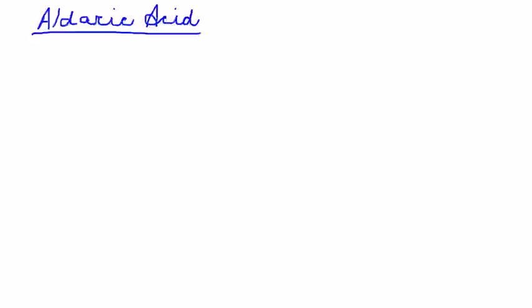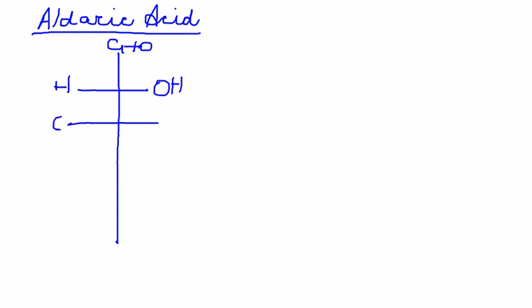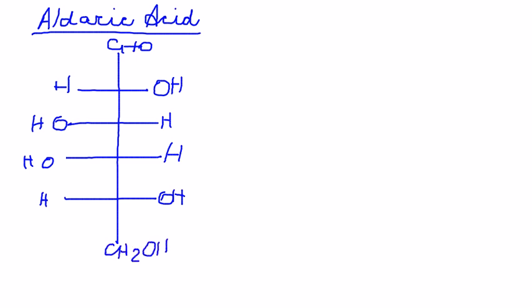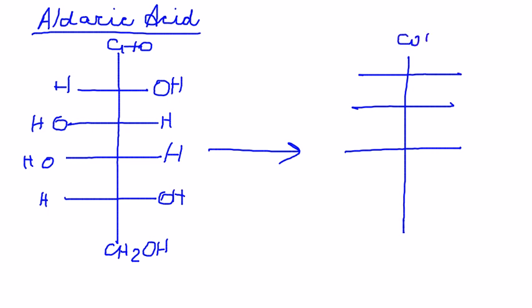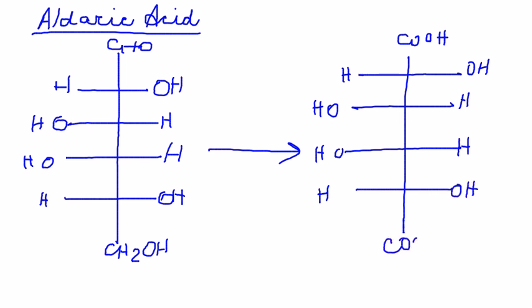Okay, the lab for tomorrow is aldaric acid, and we are going to begin with galactose, which has an OH, H, and OH, H, so each intersection is a carbon atom, H, OH, OH, H, and a CH2OH. And we are going to oxidize it into aldaric acid. So the aldehyde is going to get converted to the carboxylic acid. The rest of it remains the same. Primary alcohol also gets converted to the carboxylic acid, and this is achieved using HNO3.